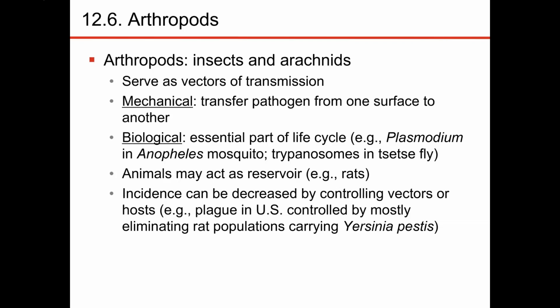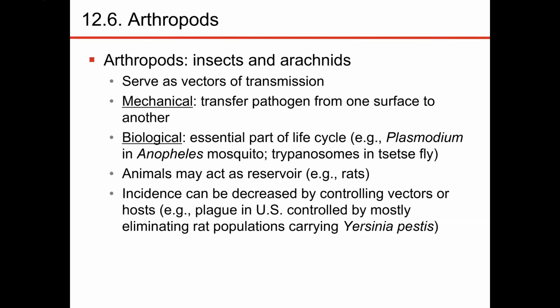So they can be either a mechanical vector or they can be a biological vector. So a mechanical vector is just like what it says. It just moves a pathogen from one surface to another surface. So something like a fly landing on raw chicken, taking a little bit of food and getting that salmonella on his little leggies, and then flying over and landing on your potato salad. He's just transferred the salmonella from the raw chicken to the potato salad. That would be a mechanical vector.